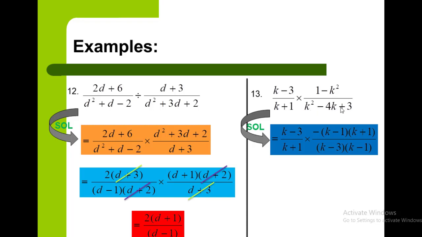Factorize k squared minus 4k plus 3 into two brackets. The first one k minus 3, the second one k minus 1. Because k squared is k and k, positive 3 will be 1 and 3 and their sum equals 4, yes. And we will repeat the middle sign negative because the last term is positive. Then we will cancel the common expressions from the numerator with the denominator: k minus 3 with k minus 3, k minus 1 with k minus 1, k plus 1 with k plus 1, then the result will be negative 1. Don't write negative only.